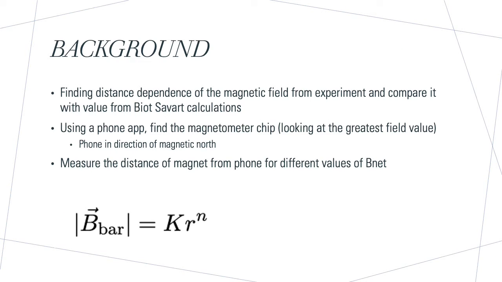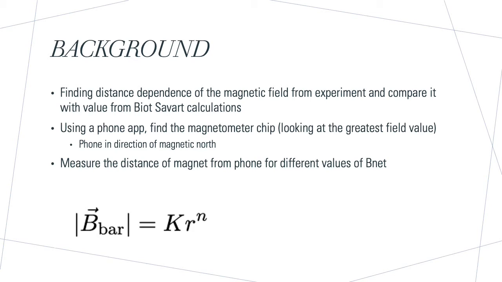This lab was definitely a lot more hands-on than other labs we had, and was a bit confusing to follow at times. So basically, we're finding the distance dependence of the magnetic field from our experiment, and we're comparing it to the value that we had from our Biot-Savart calculations in our GlowScript code.